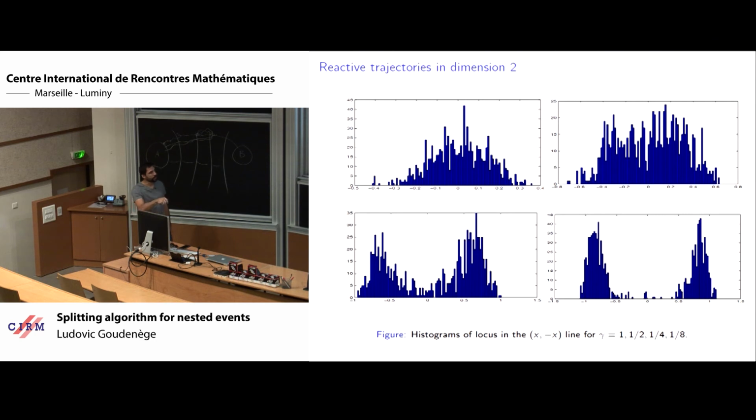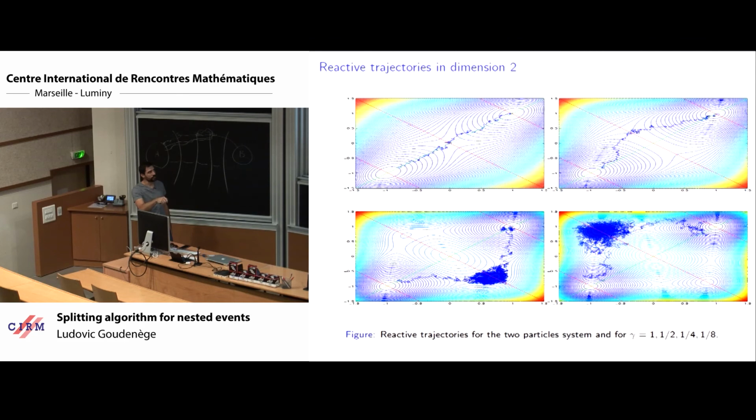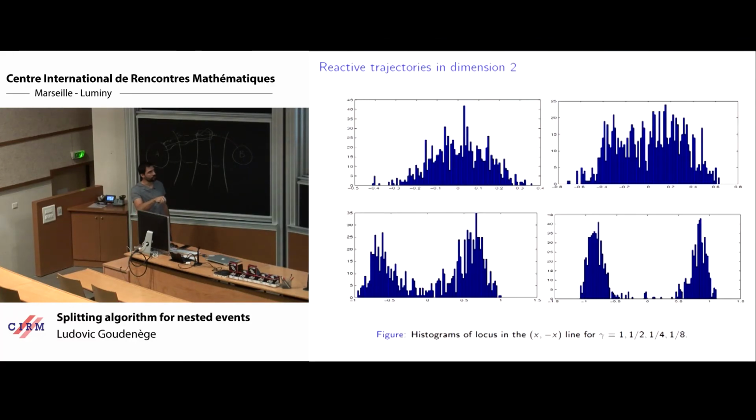And again, if gamma is smaller and smaller, it is now impossible to take this road because this maximum is so high that maybe it's higher than everything in this box. So the particles don't want to choose the road at the center, and they only go to the left or to the right.